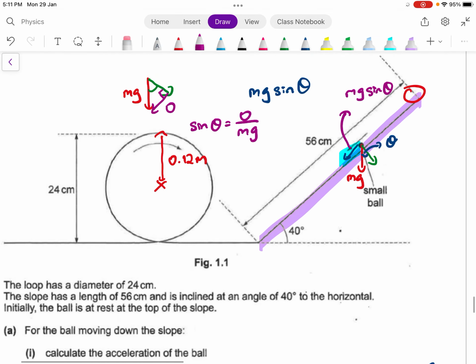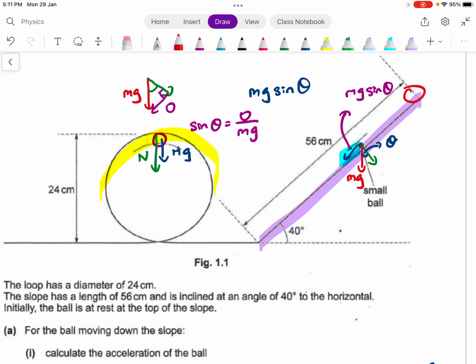Okay, so imagine that now my ball is exactly at the top already. So when it's at the top, there are two forces that provide the centripetal force. Because you want to move in a circular motion, you must have a centripetal force. So there are two forces. First will be the weight of the ball, which will provide the centripetal force. Second will be your normal contact force. And we are asked to find this normal contact force.